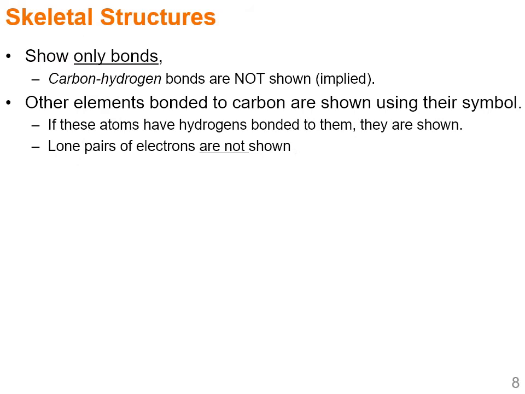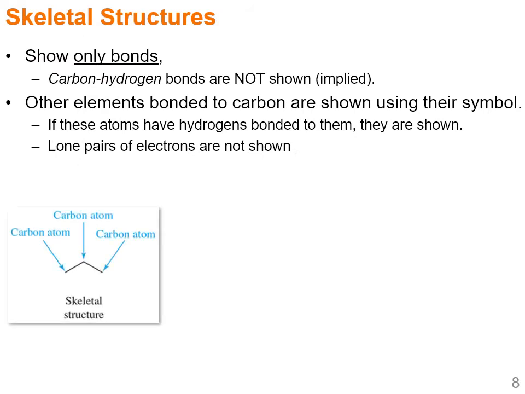Now let's learn about skeletal structures. I find them personally easier to draw because there are fewer things to write down. These structures show only bonds. The carbon-hydrogen bonds are not shown. They're implied. It only shows carbon-carbon bonds or carbon to other atom bonds, but not to hydrogen.